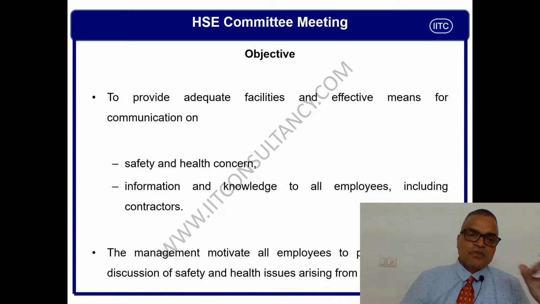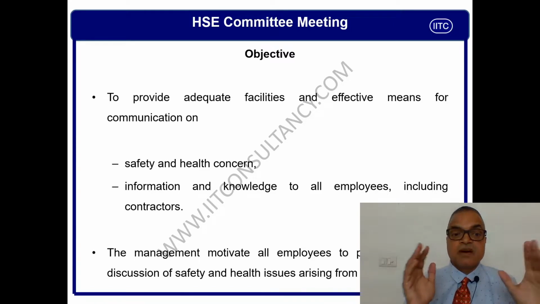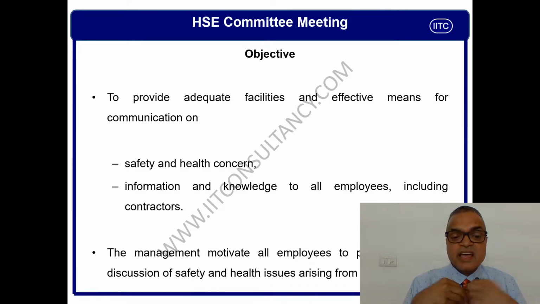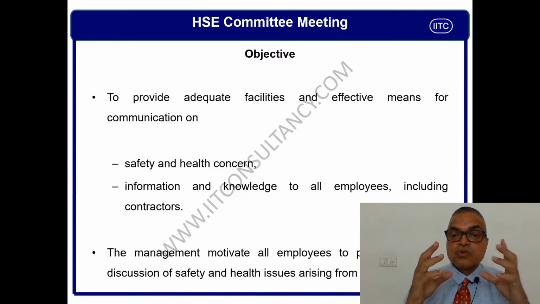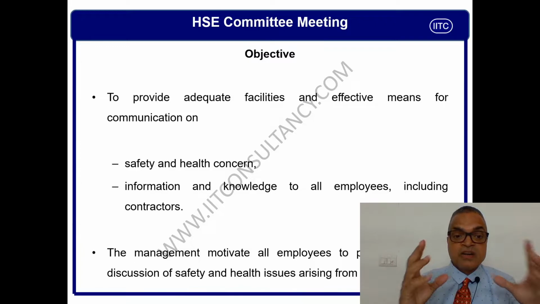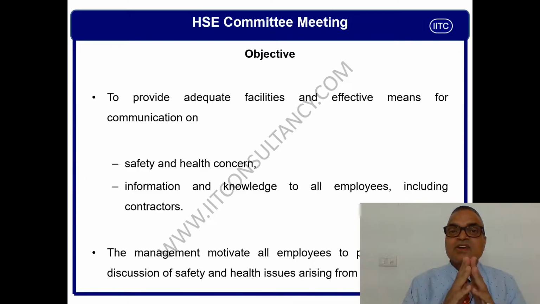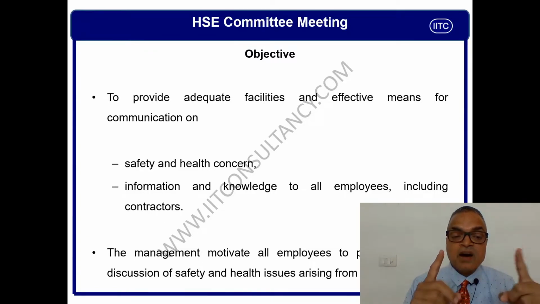Now second, information and knowledge of all employees including contractors should be at par. So we need to provide adequate facility and effective means for any kind of information related to health, safety, environment, quality, security, and we have to ensure that information and knowledge are provided to all the employees including contractors, because contractors have now become part and parcel of our business. We cannot discriminate, we cannot keep them separated. They are part of our success. That is why we need to treat them at par with our employees. There should not be any differences.